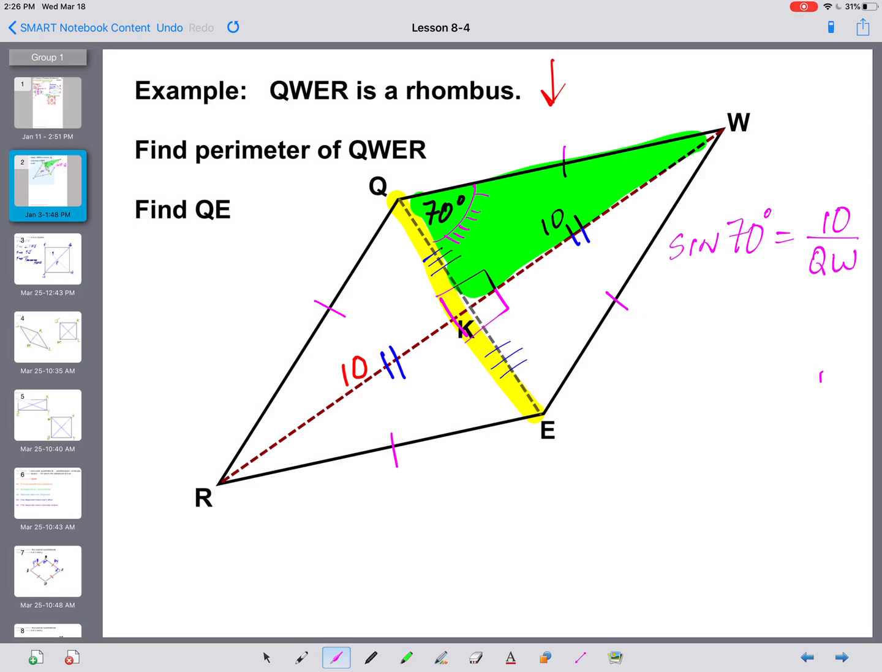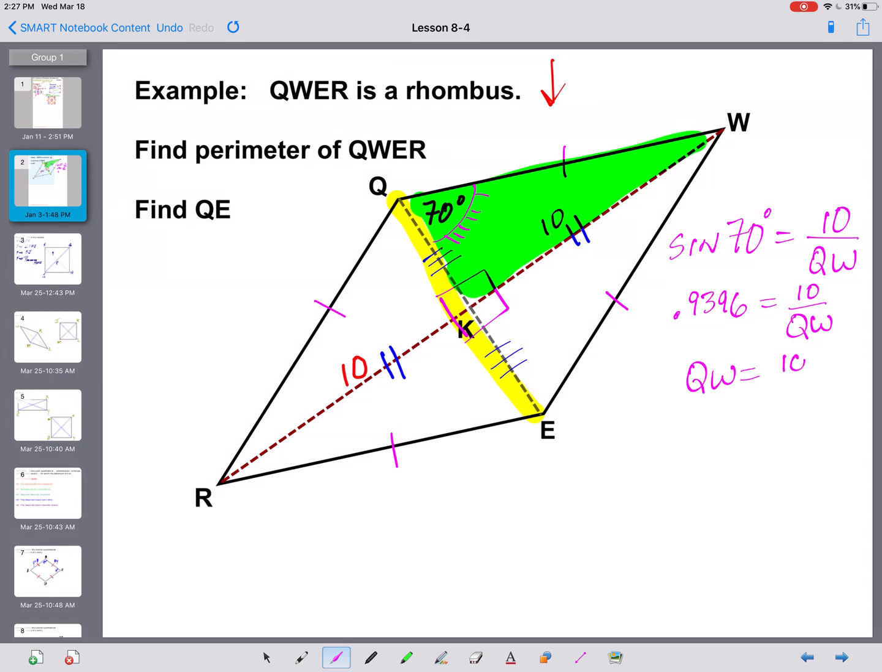Let's get sine of 70. First of all, check our mode. We're looking good in degrees. Sine of 70, 0.9396 equals 10 over QW. Unknown on the bottom, what do we do? Yeah, you got it, the Toby switch. Unknown on the bottom, that's when you do the Toby switch.